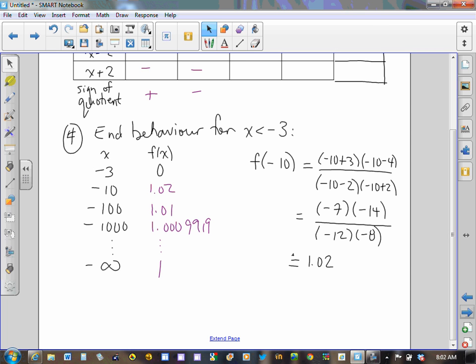The function will get closer and closer until it approaches +1. So what this implies is that our horizontal asymptote will be y equals 1. And what we'll do later on is we'll come back and do another test to show that the horizontal asymptote is in fact at +1.